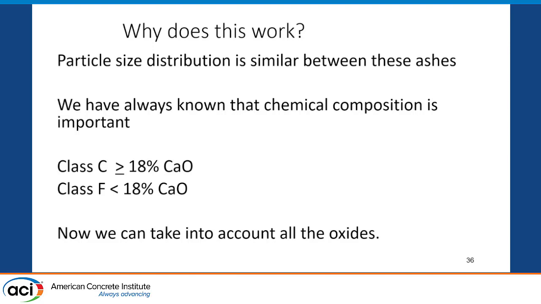Well, at least in the samples that we've looked at for this data set, the particle distribution isn't varying that much. And when things get very, very fine, you get different answers. When things get very, very coarse, you get different answers. But in the traditional ones that are out there today that are required by ASTM C618, that's a pretty limited thing. And we've always known that chemical composition is important. We've always said things like Class C is greater than 18% calcium oxide, Class F is less than 18%. Now we just take into account all the oxides.